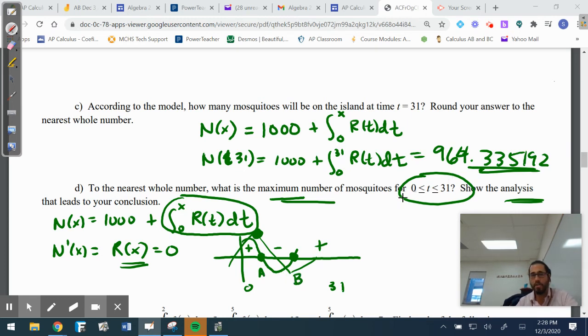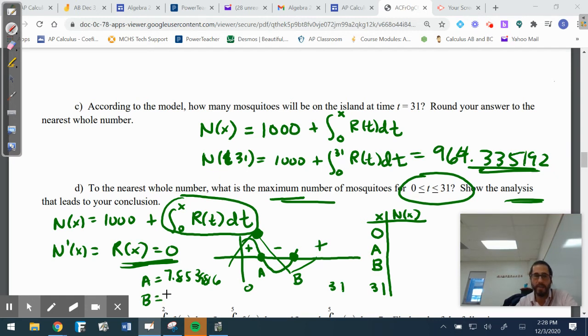Remember, when it says to show your analysis, we're really going to have these x critical points and then the number of mosquitoes. You always have to check endpoints 0 and 31, but then you have to make sure you put A and B in there. Well, what is A and B? If you did it correctly, set that equal to 0. A should be equal to 7.8539816. Make sure you store that. You are never supposed to round until you have a final answer. And B is 23.5619445.